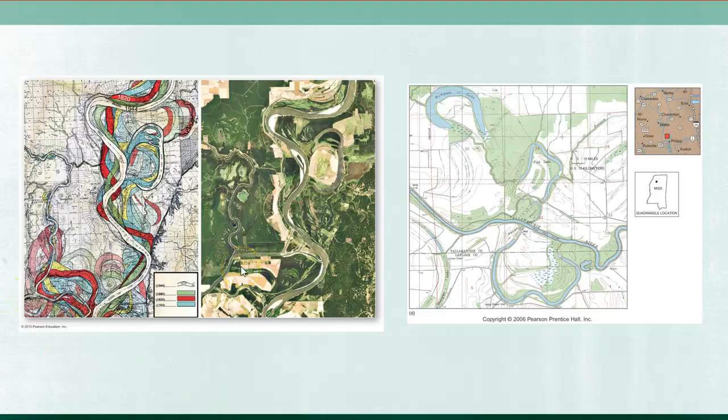Here's a couple of images that show some of these features again, more oxbows and cutoffs here. This is a fairly famous map of the Mississippi River that shows over here a satellite image of the river, but over here it shows all the different channels in different years. So here's a channel in 1765, in 1820, and 1944.